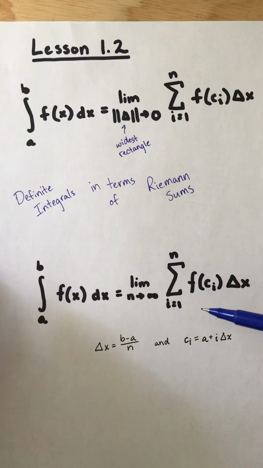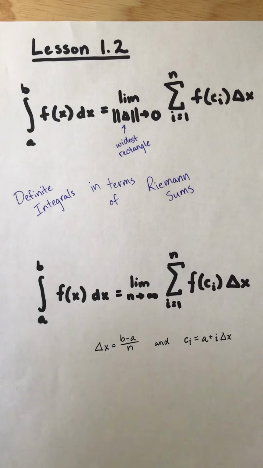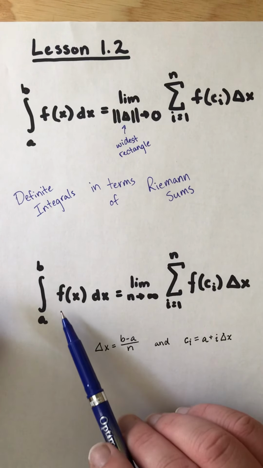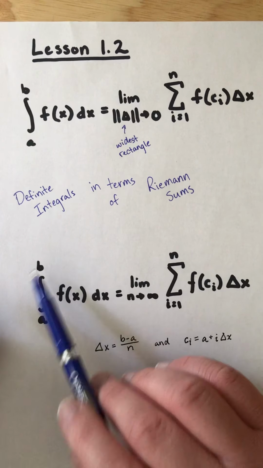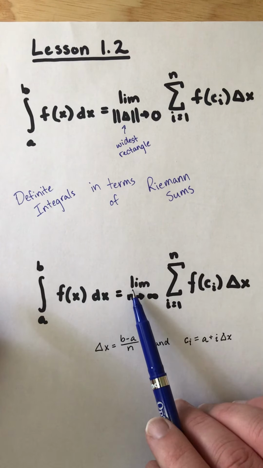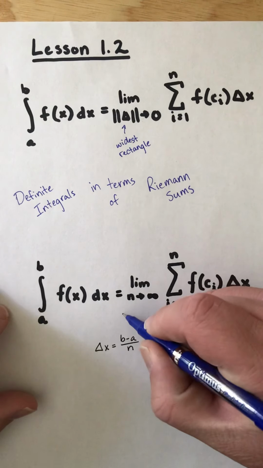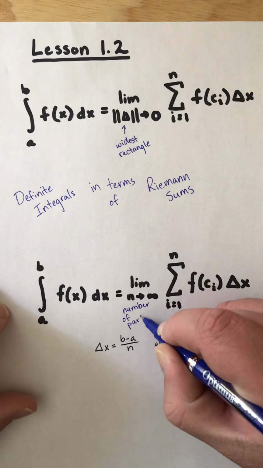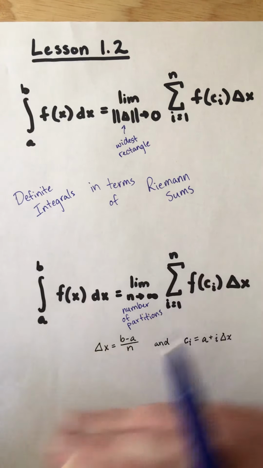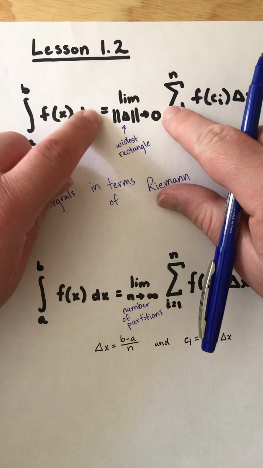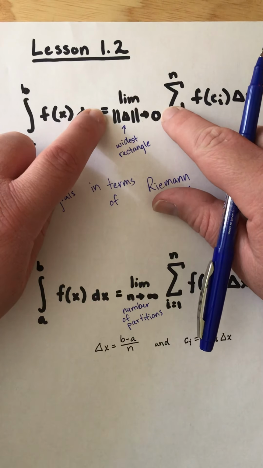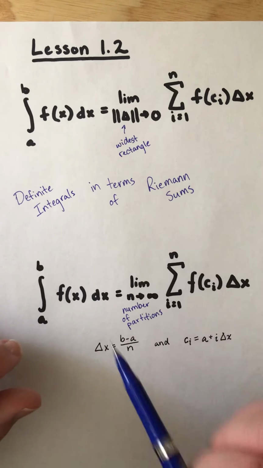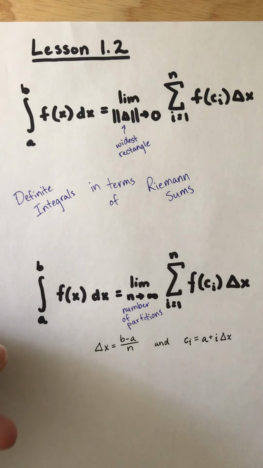Now, a slightly different definition means the same thing, but says it in different language. Again, the definite integral, the area under f of x from x equals a to x equals b, can be approximated as the limit as n, which is the number of partitions, the number of rectangles, approaches infinity. So the more rectangles that I use, the skinnier the rectangles, the better the approximation is going to become.